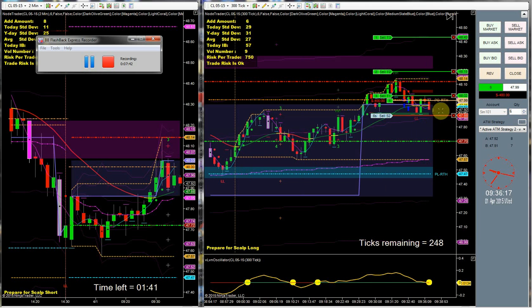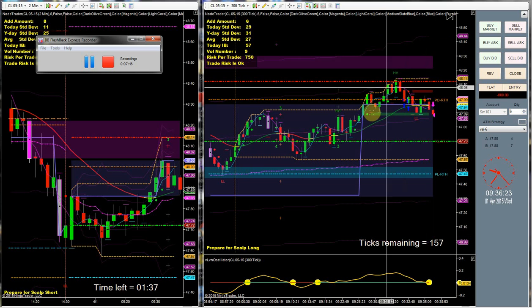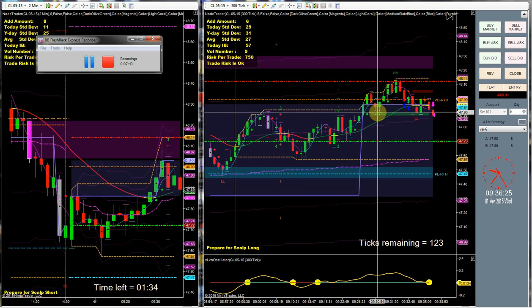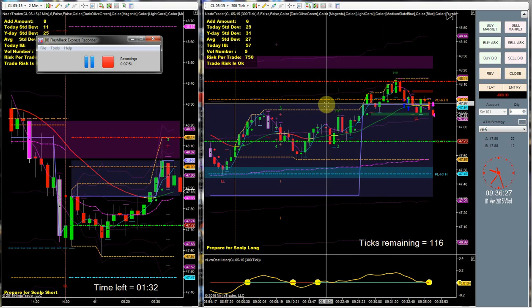Hopefully we'll get another pushback up here. Stop filled. Shoot, market didn't turn for us. So we took a loss on the first trade today. Alright, I'm going to go ahead and pause it, and I'll be back on the next print.